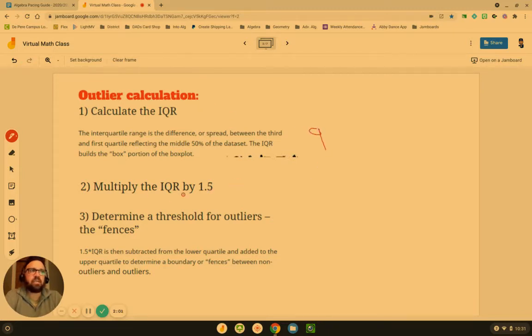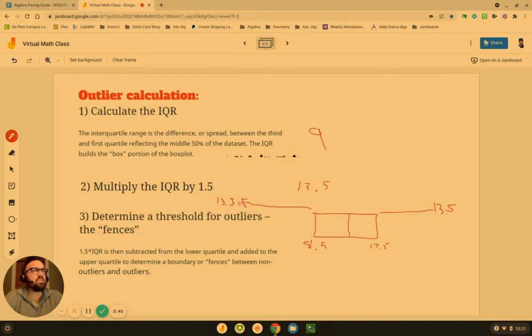We multiply the IQR by 1.5. So 9 times 1.5 would be 13.5. And then what we do from our boxes, we take the end of the box and we take this number and we physically look 13.5 this way, and then we physically look 13.5 this way to create what are called the fences. The fences. So we said this was at 8.5, and this one we said I think was at 17.5.